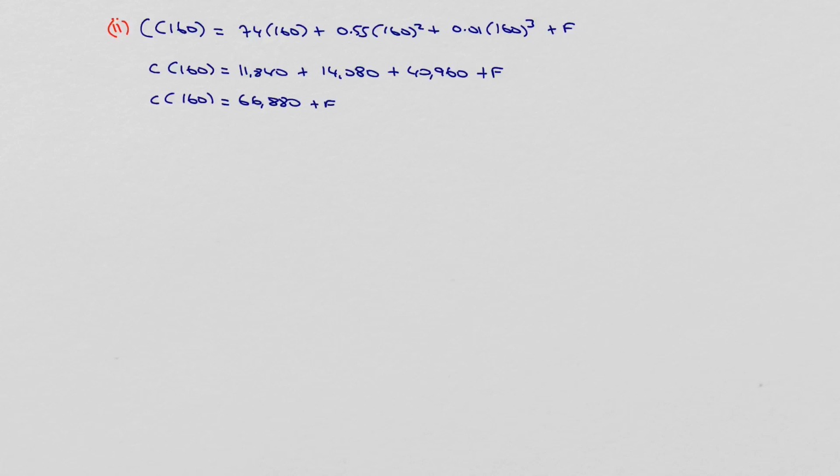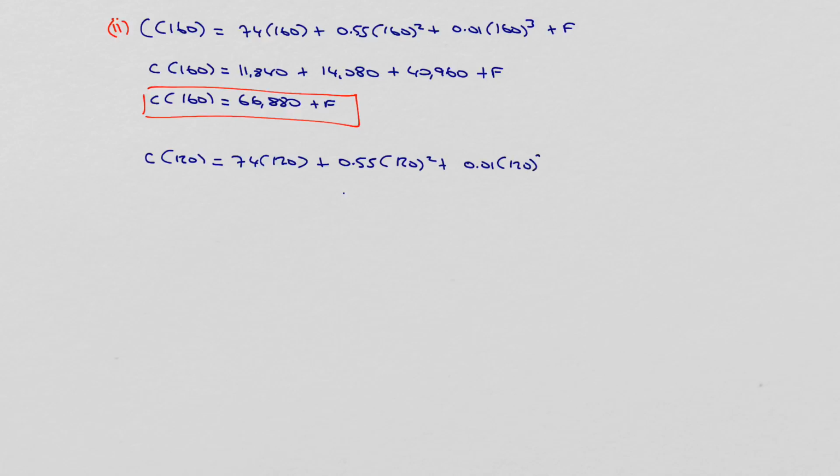So therefore that gives me 66,880 plus F. And then if I do it for 120, wherever there's an x, we're now going to put in 120. So 120 squared plus 0.01 by 120 cubed plus F. So again, if I put all that into my calculator and I simplify, I get 8,880 plus 7,920 plus 17,280 plus F, and therefore that gives me 34,080 plus F.